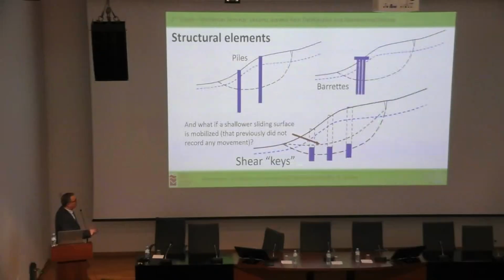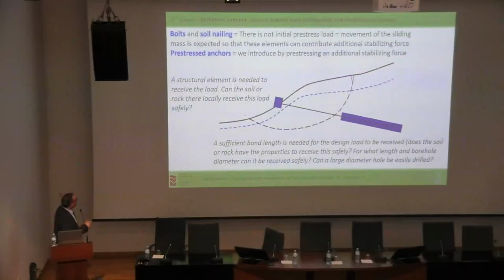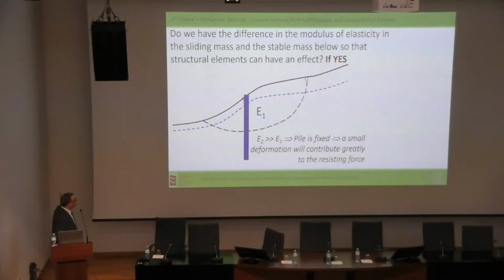An obvious question, what happens if something else is mobilized above those shear keys? There can be several types of bolts, soil nailing, and pre-stressed anchors that we are applying in our sliding blocks in order to either activate a new force that we are applying or wait for the sliding block to move until some resistance develops. And there we have some considerations that we must take into account that limit equilibrium cannot really take into account. And this is where finite element method, and even more importantly, the material point method can become more useful.